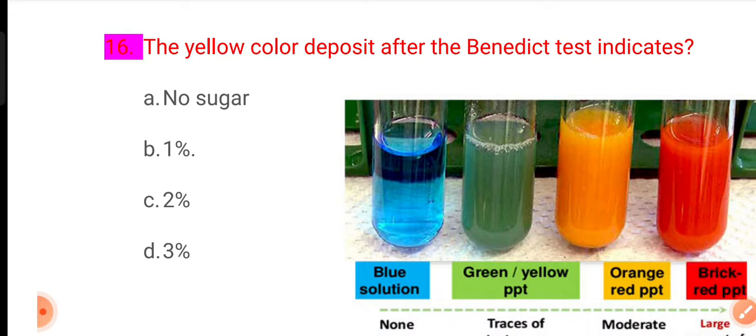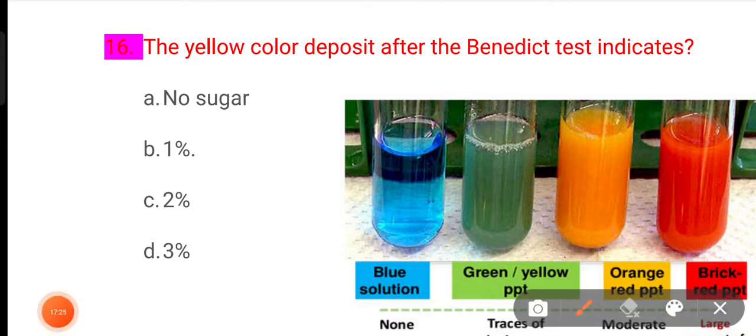The next question is, the yellow color of deposit after the Benedict test indicates. So in this picture, you can see the different colors of the test tubes which are used in the Benedict test. The options are option A, no sugar, option B, 1%, option C, 2%, option D, 3%. The right option is option B, 1%.